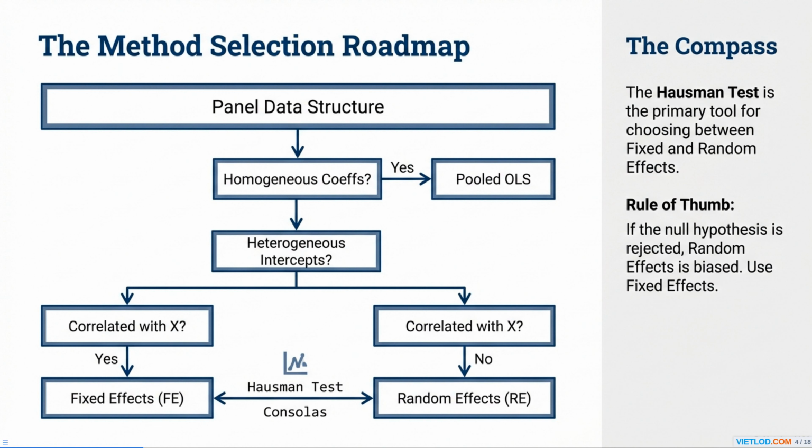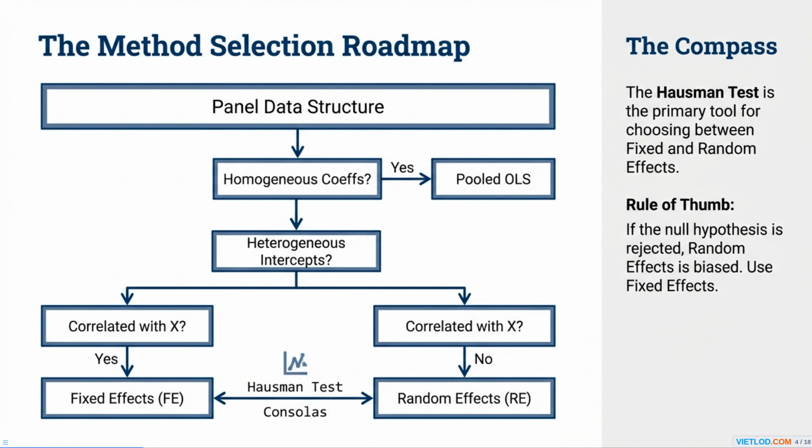This slide presents a roadmap for selecting the appropriate panel data model. We begin with our panel data structure. The first key question is whether we can assume homogeneous coefficients across all individuals. If the answer is yes, and we also assume homogeneous intercepts, then a simple pooled OLS model can be used. If coefficients are not homogeneous, more advanced methods are required.